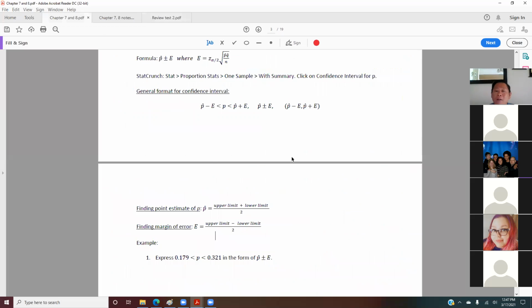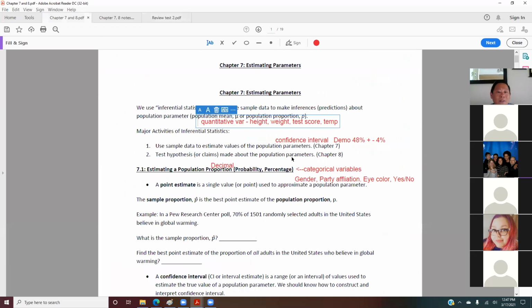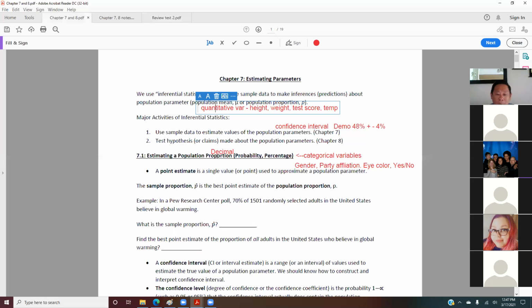Okay, so now let's talk about 7.1. This is talking about the confidence interval for a proportion, probability, or percentage. Yes, those are the keywords. The first thing we're asking for is the best point estimate. If you remember, in Democrat, I said 48% plus minus 4%. You see this a lot on TV, in the news. This 48% is what we call your best point estimate.